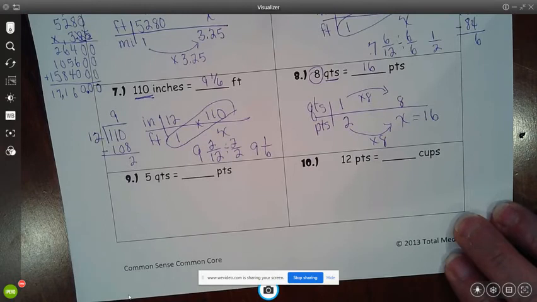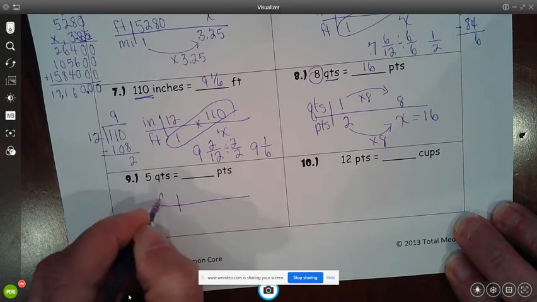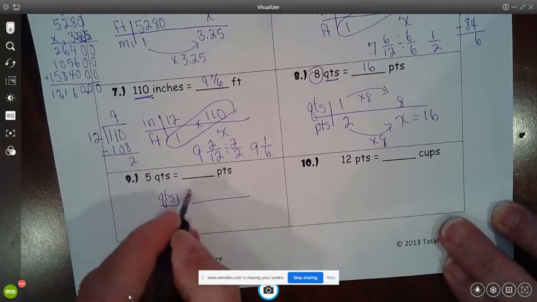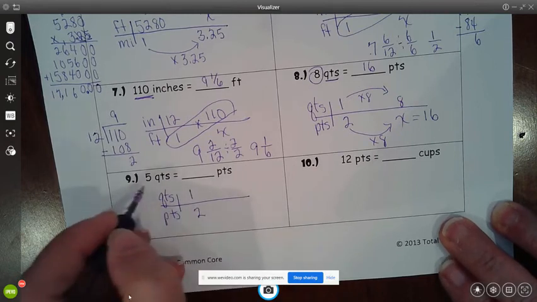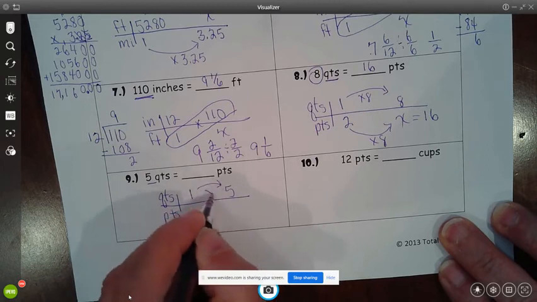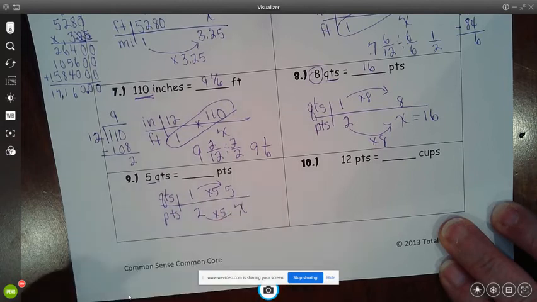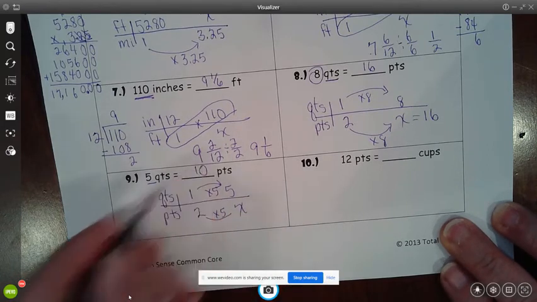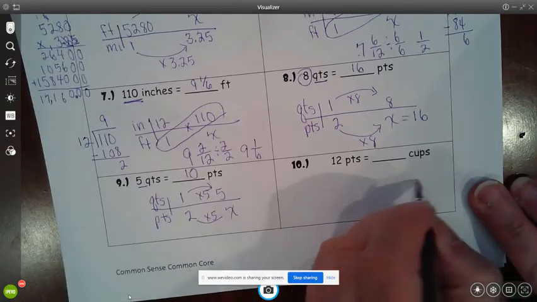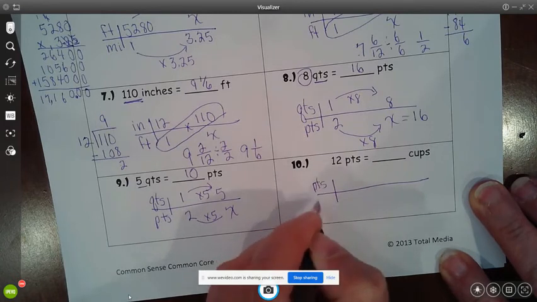Number 9, we have quarts and pints again. One quart, 2 pints. Now I have 5 quarts. Times 5, times 5, it's going to be 10. 5 quarts is equal to 10 pints. And then one more. We're comparing pints to cups.